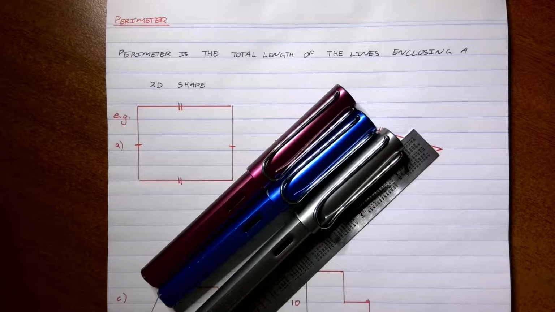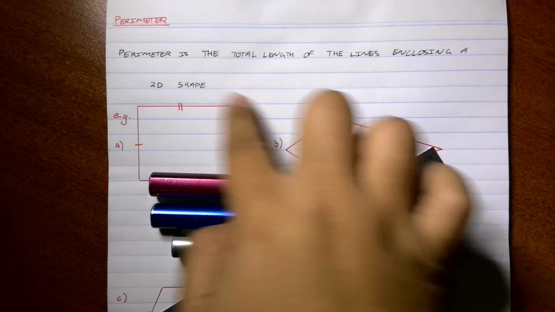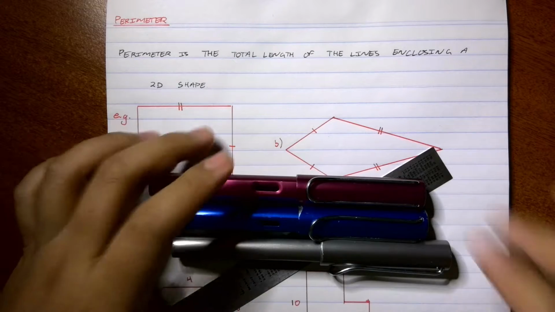Hello class, this is a video tutorial on perimeter. The first thing that we need to learn is what perimeter is. I've written here the basic definition. Perimeter is the total length of the lines enclosing a 2D shape.